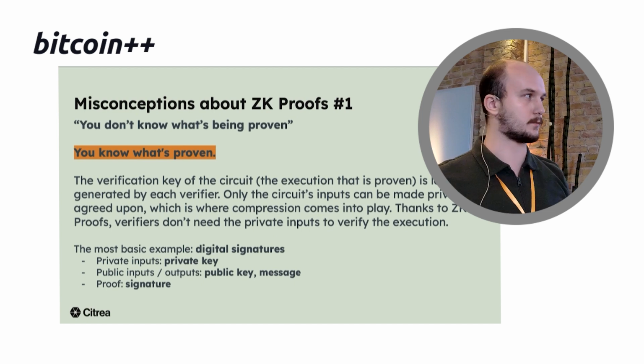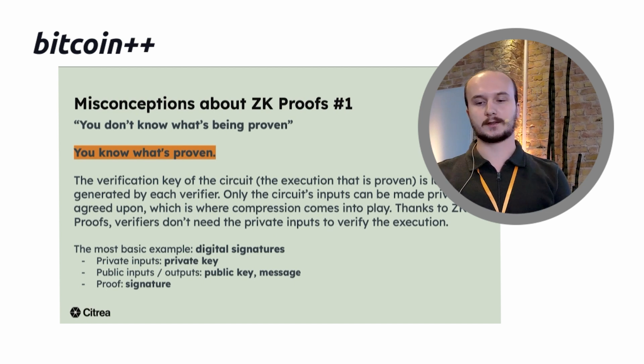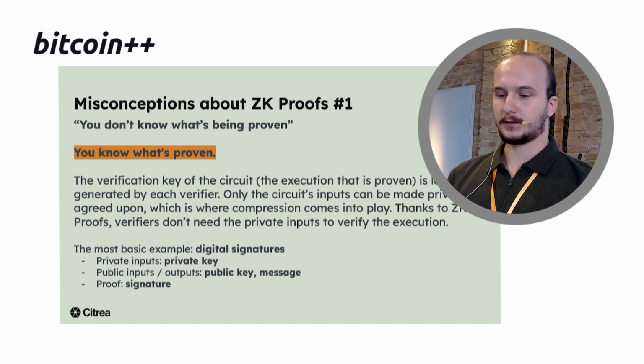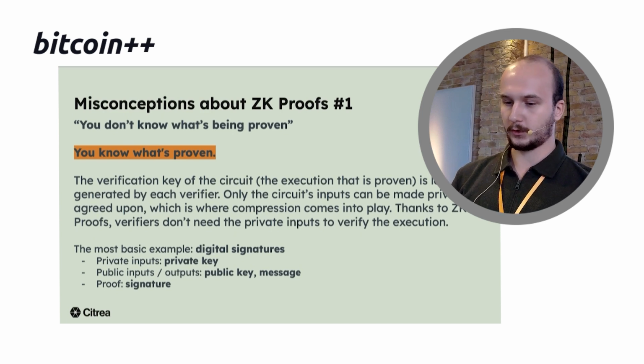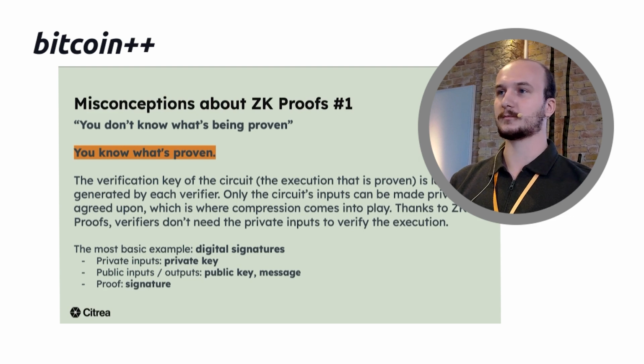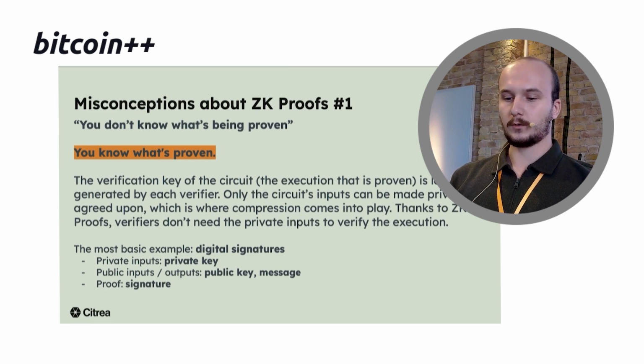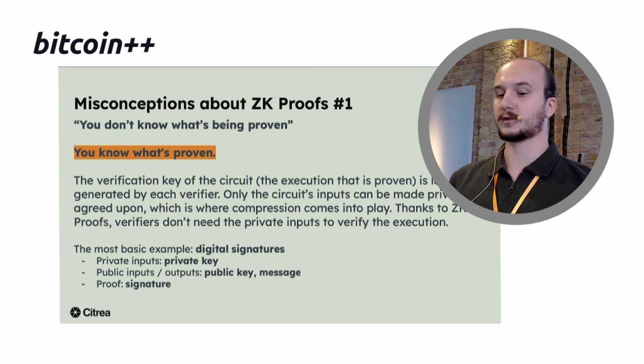So the main misconceptions I listed are just the ones that I see online. I think these are very basic, but mainly people say, I saw that one Bitcoiner tweet about it, you don't know what's being proven, so they can just simply trick you. And that's the whole point of ZKP. You know the protocol that's being proven, but you can choose not to know about inputs.